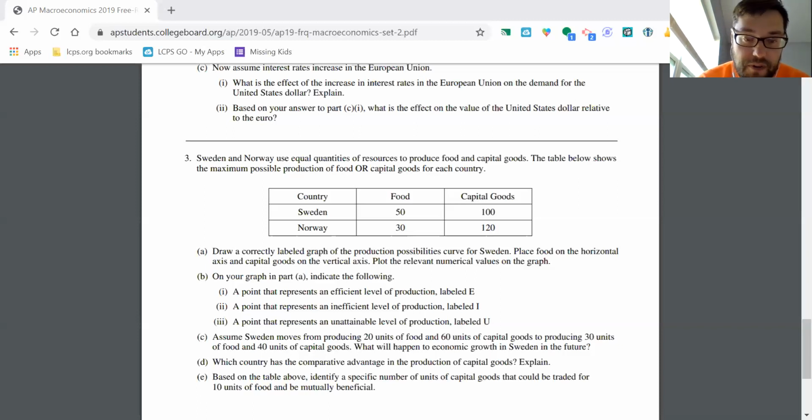So don't forget, though, that they throw 10 units, right? So you've got to multiply all this by 10. So your final answer should be some number anywhere between 20 and 40 capital goods. All right. Again, it just says identify, so I still feel more comfortable if you actually show the math to this one, but that's your range for terms of trade.